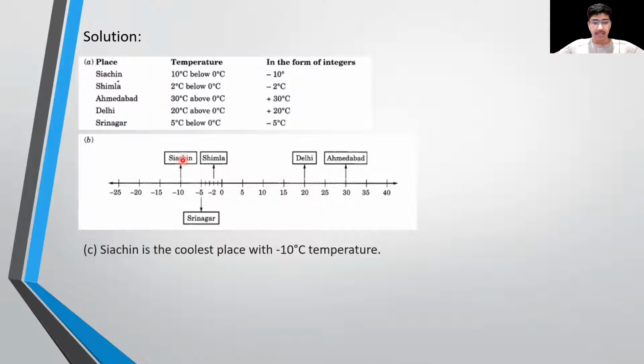Now D, they have asked us to write the names of the places where the temperatures are above 10 degrees Celsius. So above 10 degrees Celsius means greater than plus 10 degrees Celsius. So that would be Ahmedabad and Delhi.